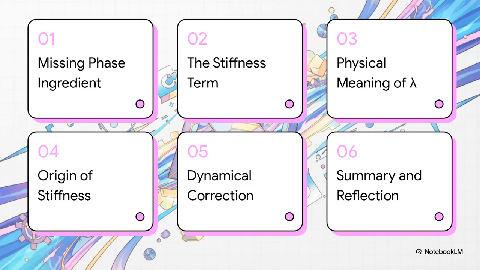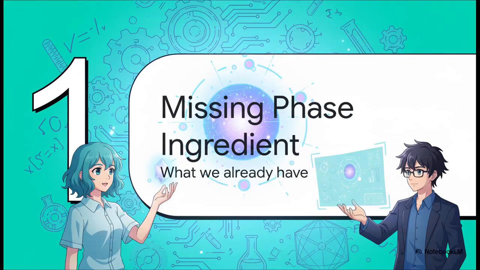Here's our path for today. We'll identify the missing phase ingredient, introduce the stiffness term, and decode the physical meaning of lambda. Then, we'll look at the schematic origin of the stiffness, explore the dynamical correction, and wrap up with a summary and reflection. Let's get started. Section 1. The missing phase ingredient.